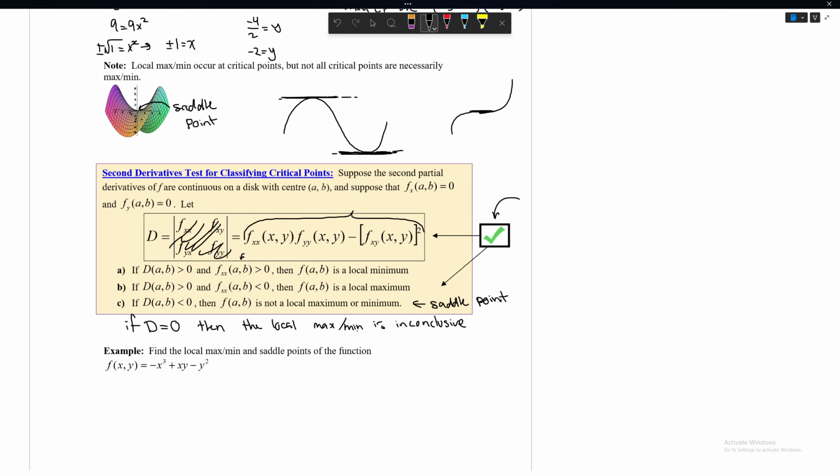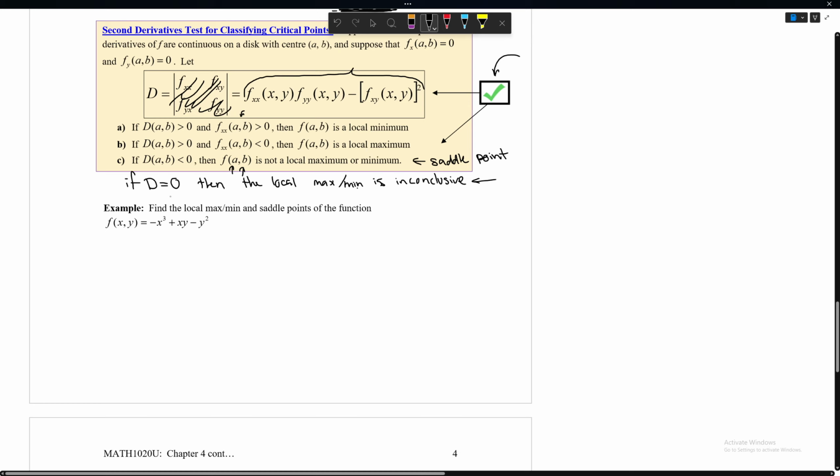All right, inconclusive. What this means is that at a certain point, not the whole thing is inconclusive. At the point that you're checking, at your AB, that critical point, it's inconclusive. You have to check in some other ways that they're not teaching here. So if it's 0, just write inconclusive.